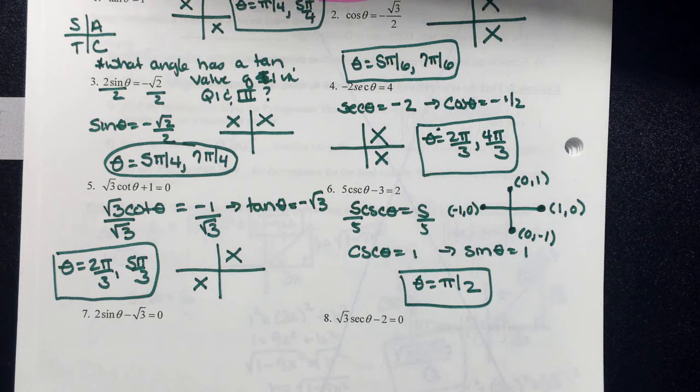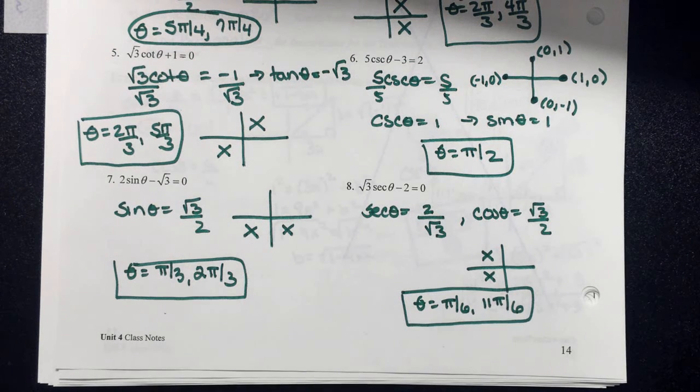You guys go ahead and try 7 and 8 for me. So hopefully we came up with, for number 7, pi over 3 and 2 pi over 3. And then for number 8, again, when you add 2 and divide by square root 3, don't rationalize the denominator, because if you change it into the cosine, notice the radical becomes the numerator. So you're looking to see where cosine is equal to square root 3 over 2, which is going to be in quadrants 1 and 4. So any questions on the linears?